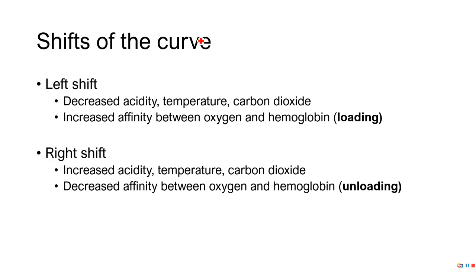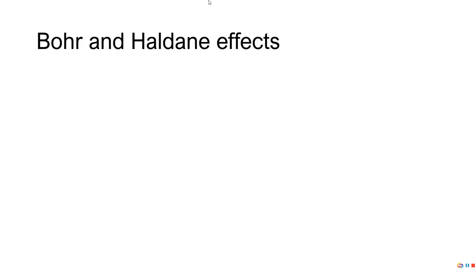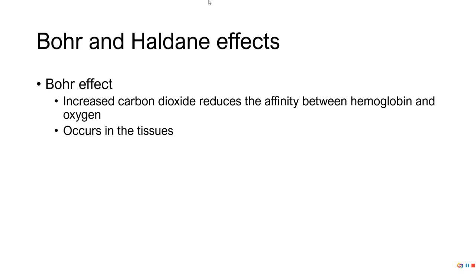Now, what's interesting to note is that we can shift these curves, like I said, and we have names for these as well. So we've got the Bohr effect, which is when we have a reduction in affinity due to carbon dioxide. If I've got lots of carbon dioxide, I'm going to reduce the affinity, and this occurs in the tissues, which is great because I want to get rid of oxygen and I want to take up the CO2.